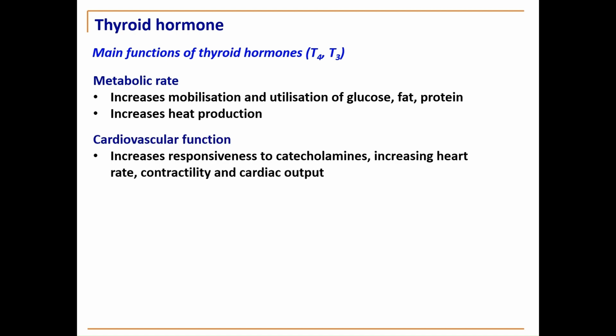You've also got the cardiovascular functions. So they increase the responsiveness to the catecholamines. The catecholamines are basically things like adrenaline and noradrenaline. And because they're increasing the receptor responsiveness, it means you can have a normal level of adrenaline and noradrenaline, but they produce a greater effect. And so that, again, is why a hyperthyroid patient may look like they're in a state of sympathetic overactivity with tachycardia, so higher heart rate, a tremor, and heart palpitations.